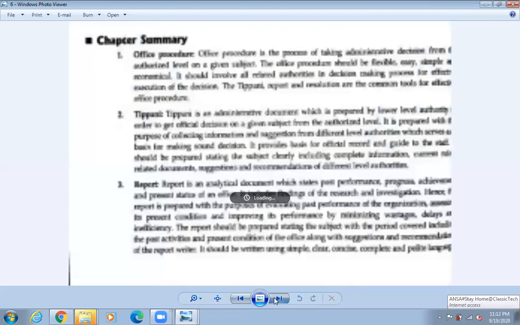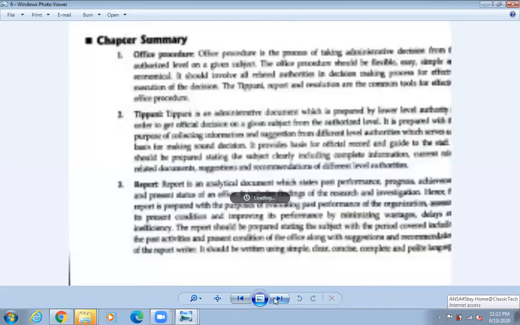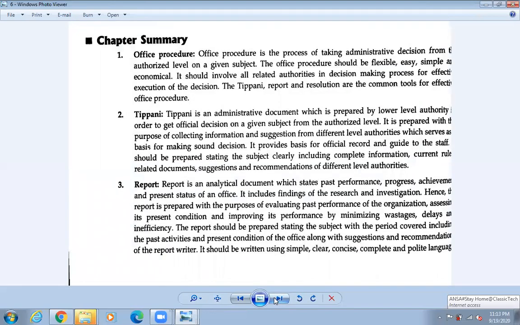Okay, so the question is not there, you can see it in page number 11, question number 1A. Okay, so one is, okay, 2A.